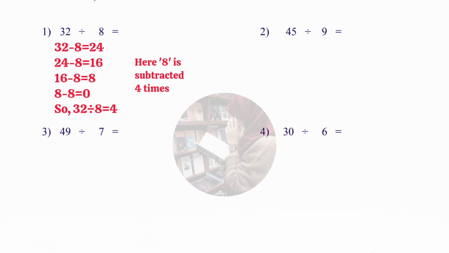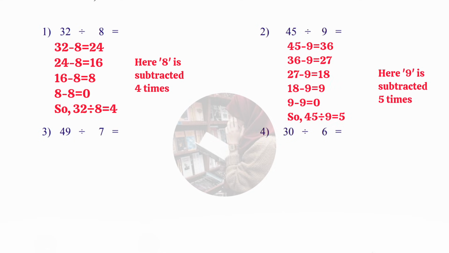Okay, let's see the second one, which is 45 divided by 9. So let's do the repeated subtraction. 45 minus 9 is 36. 36 minus 9 is 27. 27 minus 9 is 18. 18 minus 9 is 9. 9 minus 9 is 0. So how many times have we subtracted 9 from 45? So we have subtracted it for 5 times. So the answer is 45 divided by 9 equal to 5. Got it, guys? 9 5s are 45.